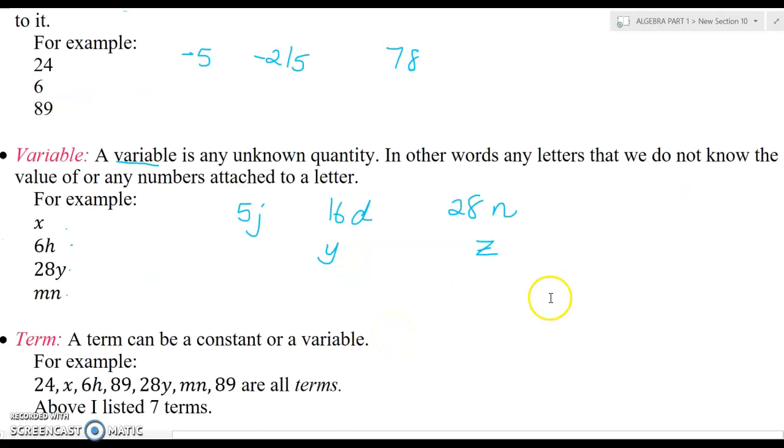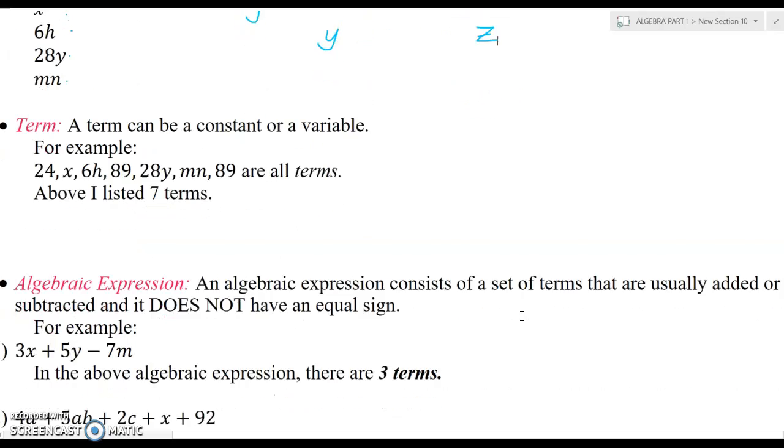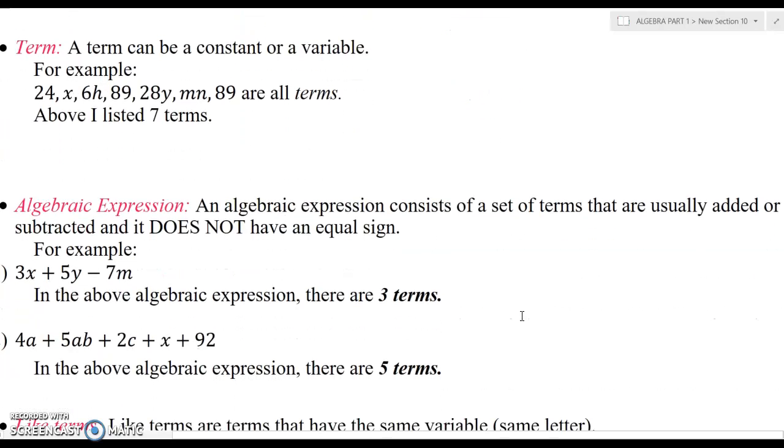All right, next one we're looking at is term. A term can be a constant or a variable. So for example, 24 by itself, that is a term. X by itself, that is a term. 6H is a term. 89, 28Y, MN, 89. Basically, once it's a constant or a variable, it's a term, right? And here I listed 7 terms. 1, 2, 3, 7, right?